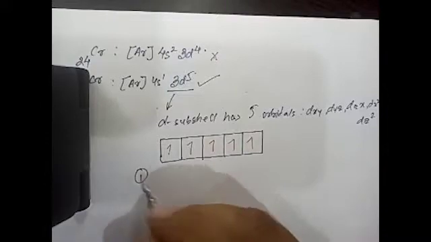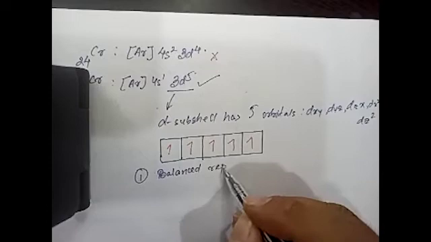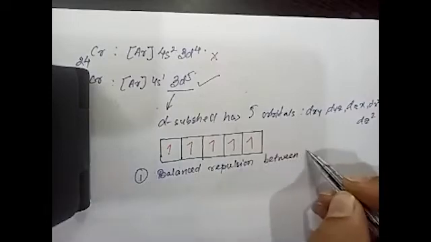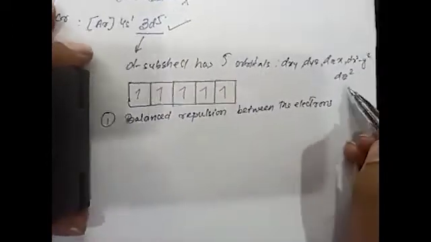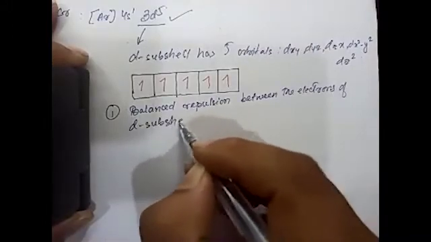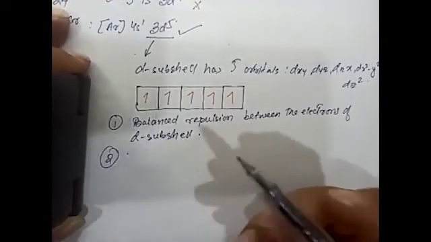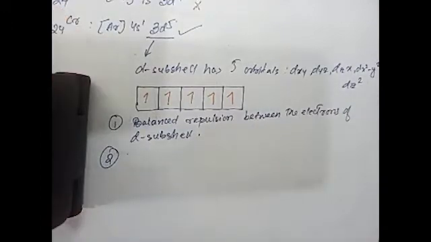Okay, so the first thing is balanced repulsion between the electrons of the subshell. This is the first point. I hope you can understand this. What will be the second point? D subshell has 5 orbitals, so balanced repulsion between the electrons of D subshell.